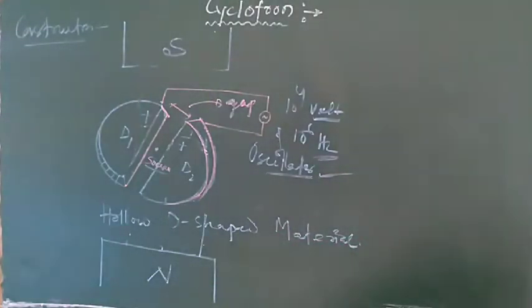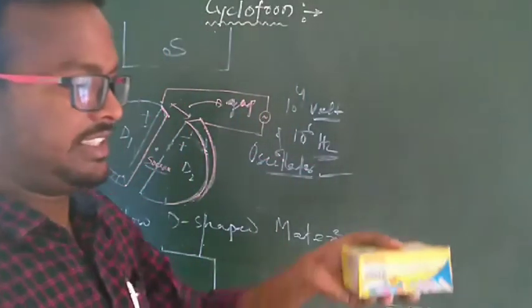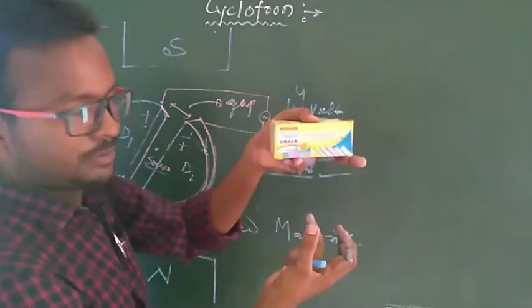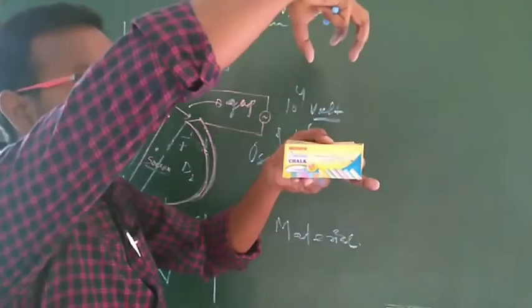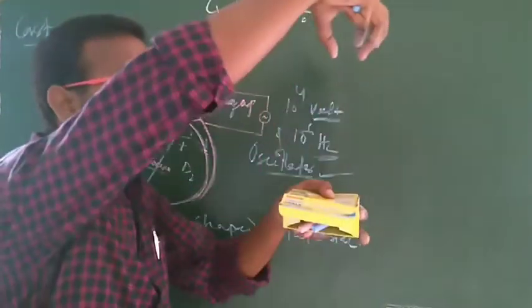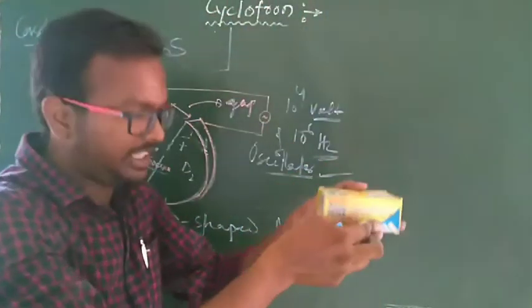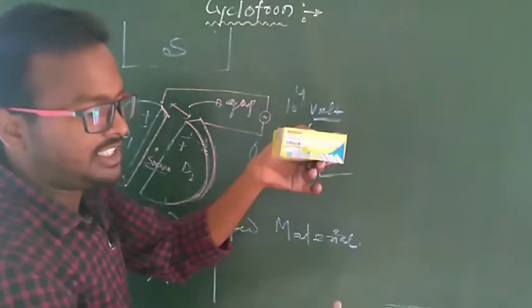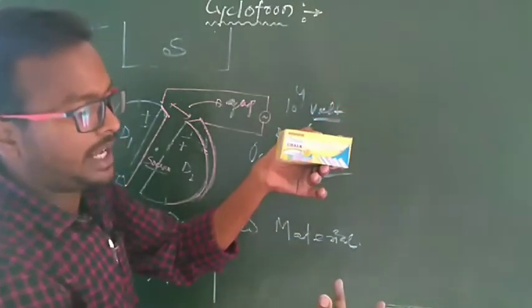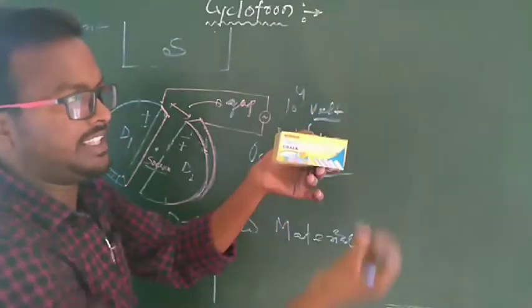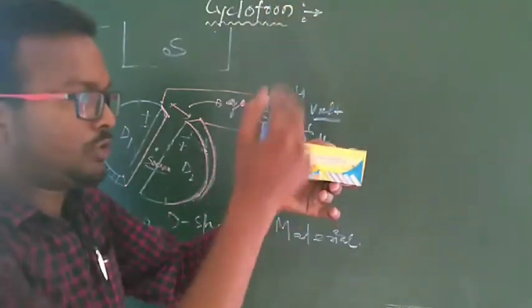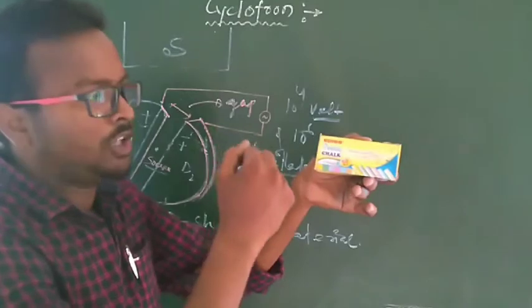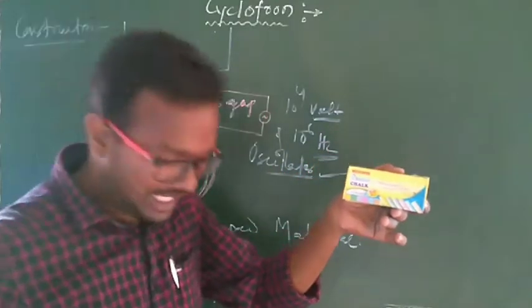Okay. So suppose we have this dish, there is a north pole and there is a south pole. The direction from north to south is in this direction. That means this is the direction of the magnetic field lines. Clear? Okay. In between the two poles, north pole and south pole, we place two D-shaped highly conducting materials.